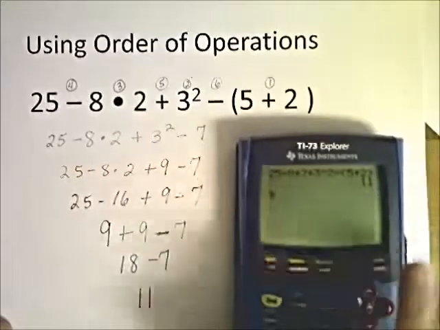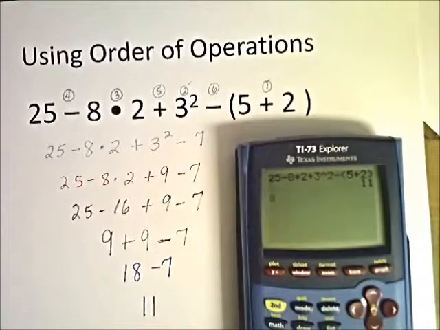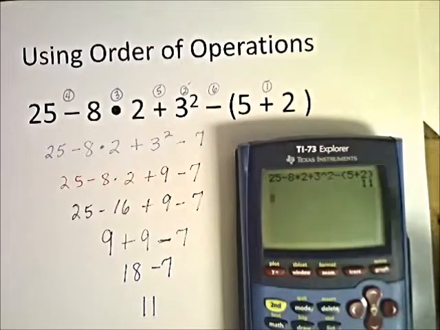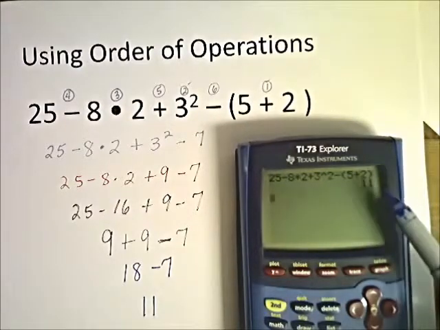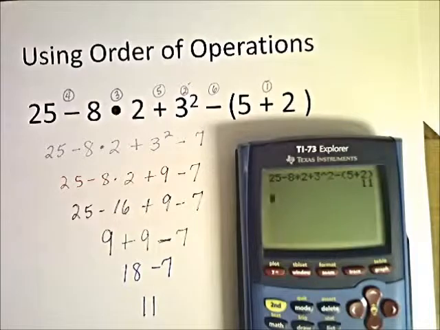Now, the calculator saved us a whole lot of time, didn't it? We can just punch that in. But remember, when you're putting something in the calculator, you have to put it in just like it's written. If we don't put it in the calculator correctly, then we'll get the wrong answer if we leave out the parentheses. So let me just show you that. What happens if we leave out the parentheses? So we have 25 minus 8 times 2 plus 3 squared minus 5 plus 2. So that means it won't do that 5 plus 2 first. It'll actually be doing that last, and look at the answer. It's 15.